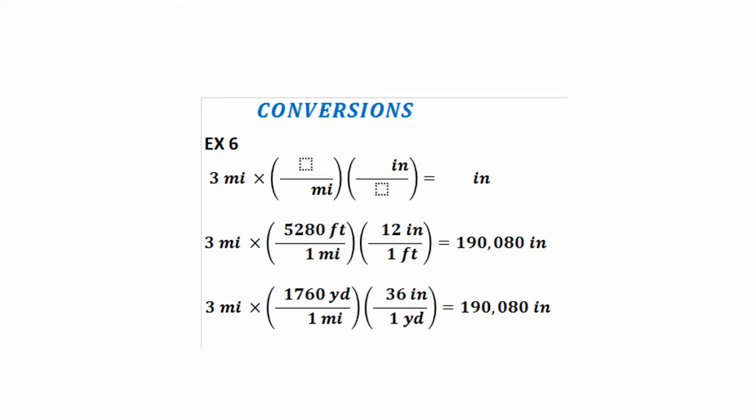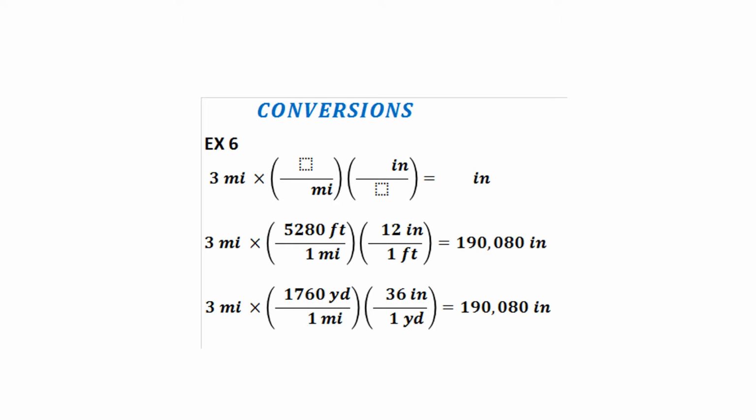In this example, we'll convert miles into inches, and we'll do it two different ways. Now, 3 miles is how many inches. Inch goes on top, miles goes on bottom. Most people don't know how many inches are in a mile. So we'll do a double conversion. So we'll insert feet as our go-between.